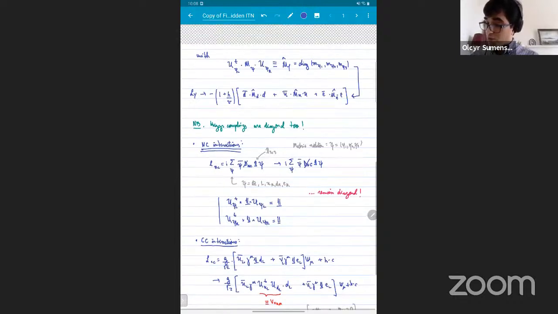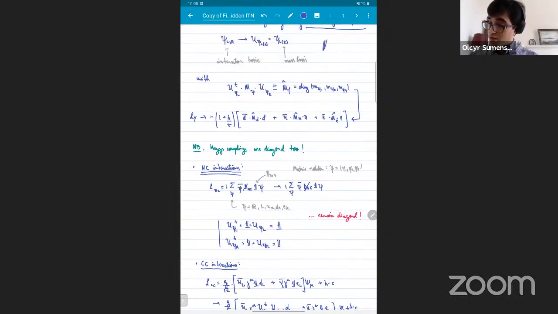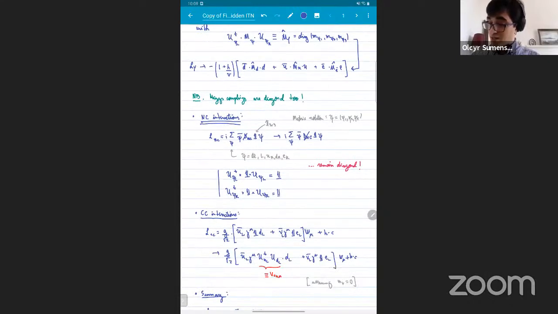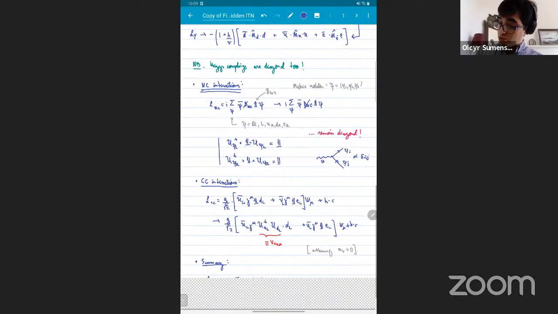So when you perform the rotation that we just mentioned here, we will just find U dagger times identity times U, which is the identity. So the interactions for the neutral currents remain diagonal when you go from flavour to mass basis. That's why the Z coupling to fermions is only possible when you have the same flavour. So that's proportional to delta ij. Okay, that's for the neutral current interactions.